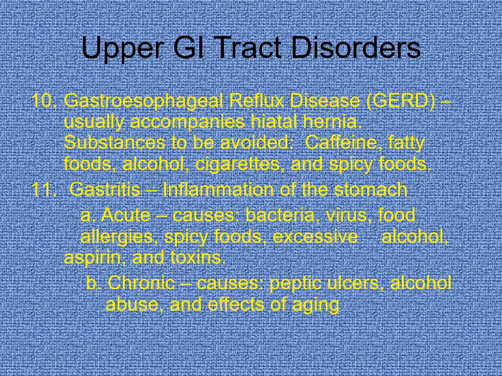Gastritis, inflammation of the stomach, and this can be acute or chronic. Acute is an inflammation of the mucosa, may be ulcerated and bleeding. Causes: infection by bacteria or viruses, food allergies, ingestion of spicy or hot foods, excessive alcohol intake, ingestion of aspirin or other ulcerogenic drugs or toxins. Chronic causes: peptic ulcers. Also, alcohol abuse will cause it, and it could be the natural effect of aging.